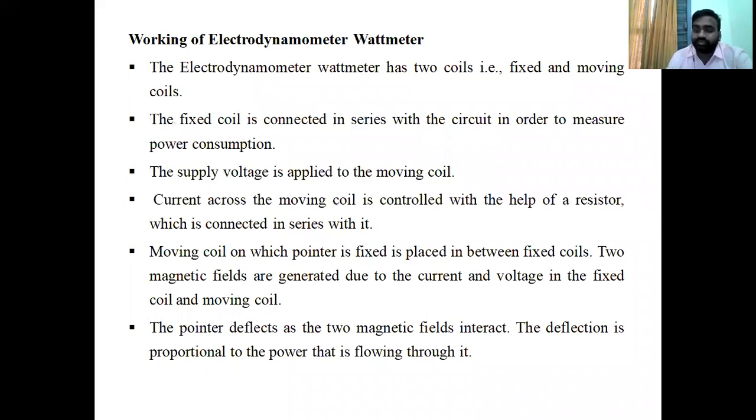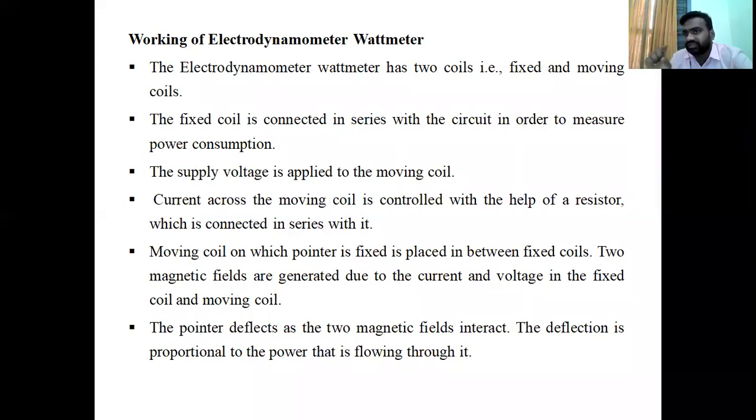Okay, so someone posted in the chat how the magnetic field is created. This is one of the important things. Current flows with respect to the fixed coil and voltage is applied across the moving coil. The current flowing in the fixed coil will create a magnetic field, and the voltage applied across the moving coil creates a magnetic field. The pointer will start deflecting in between the two magnetic fields. The deflection is created between the fixed coil and the moving coil.